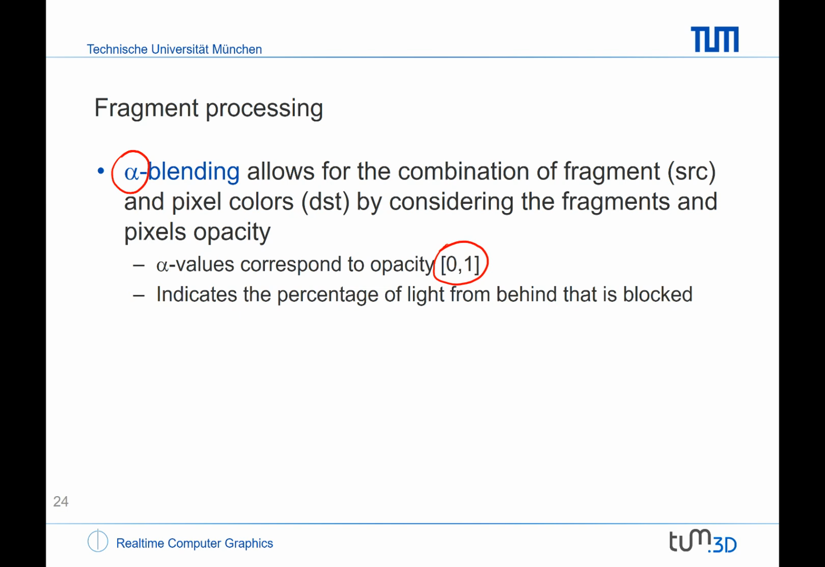From a physical point of view, this alpha value indicates the percentage of light from behind that is blocked. If a structure has opacity 1, then 100% of the light that comes from behind, from the background, is blocked. Nothing comes through. We don't see anything of the background. If the alpha value is 0, then 0% of the light that comes from behind is blocked, meaning I see all of the light that comes from behind. I see all of the background. And in between, a certain percentage of light is blocked.